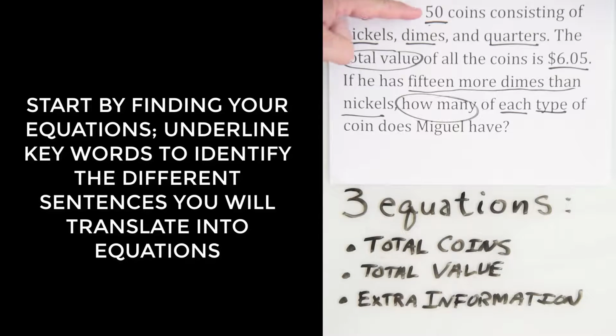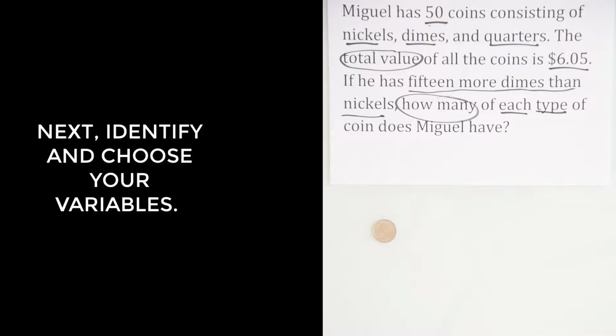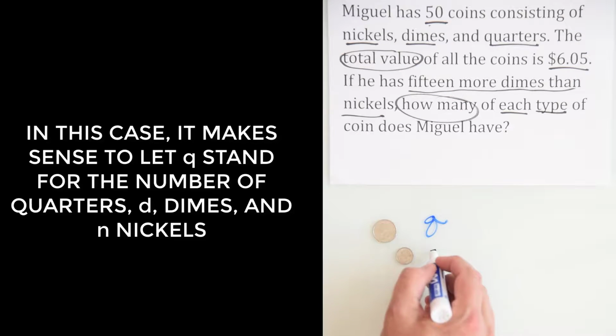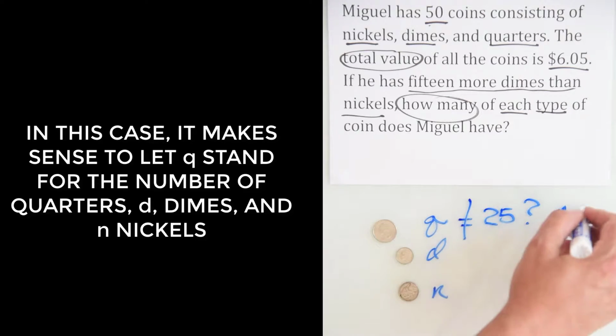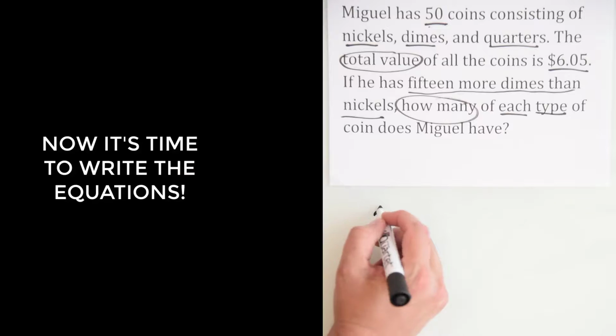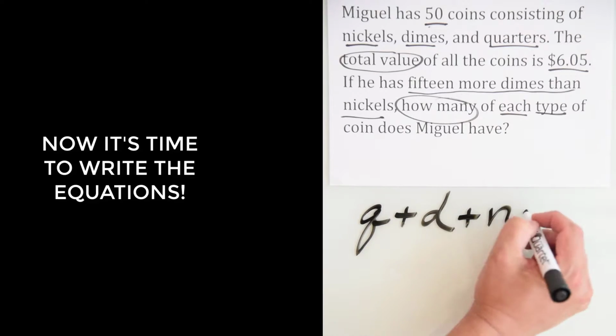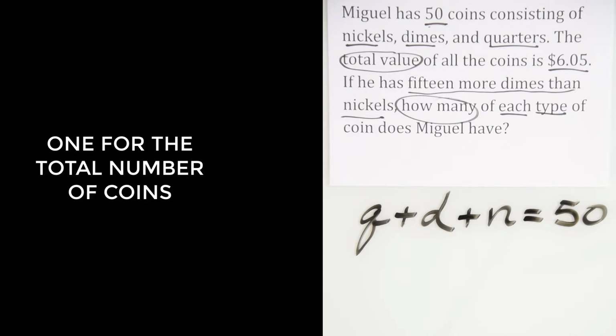So we're going to have three equations here: a total coin equation, a total value equation, and an extra information equation. Since we have quarters, dimes, and nickels, we need to assign variables. Q, D, and N make sense, but is Q 25? No, that's the value. So let's write an equation. Q plus D plus N, that's the number of each of those coins, is 50.